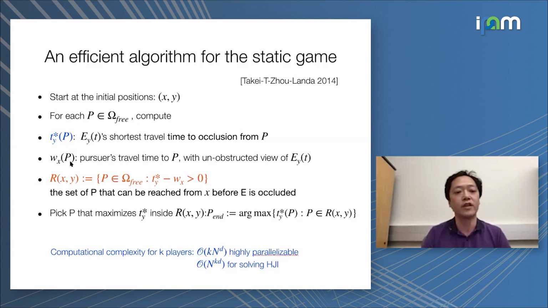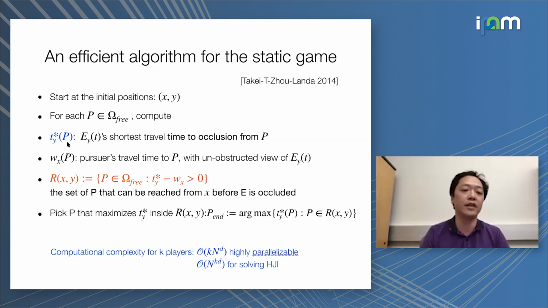And then the second function is also a function of p in the free space, and it describes the pursuer's travel time from the initial location x to p with a path that has an unobstructed view of the evader's path. So this second function gives you some advice on how the pursuer should go. The first one tries to estimate how fast the evader is going to get into occlusion.